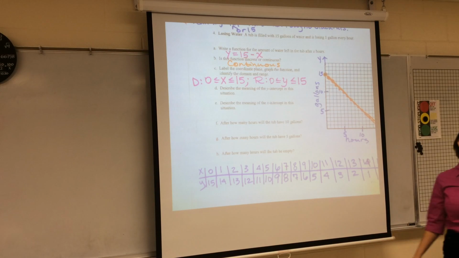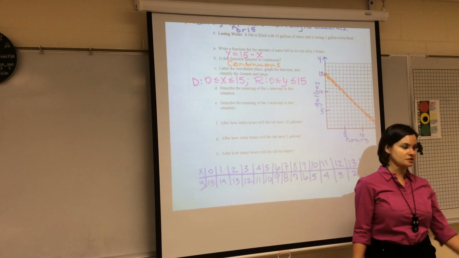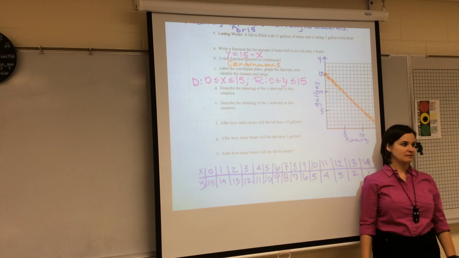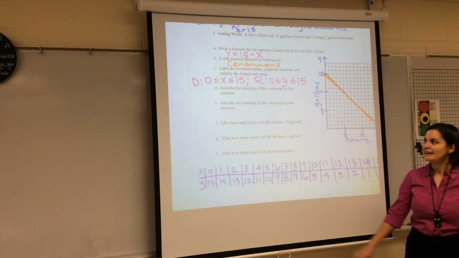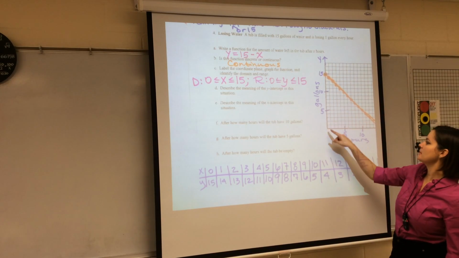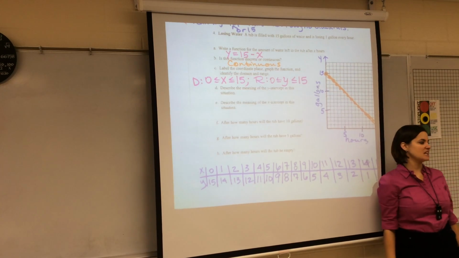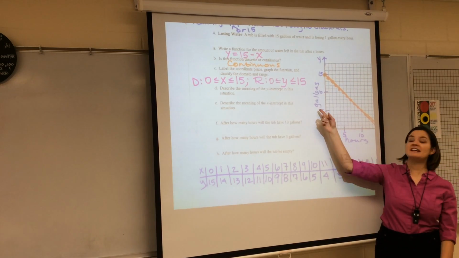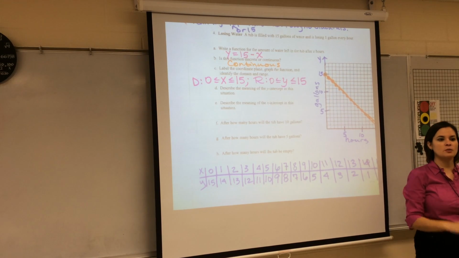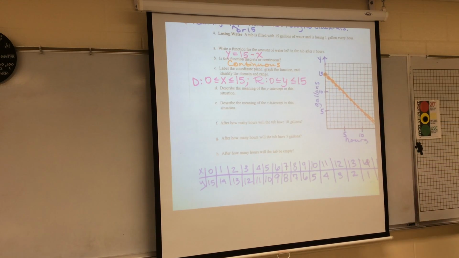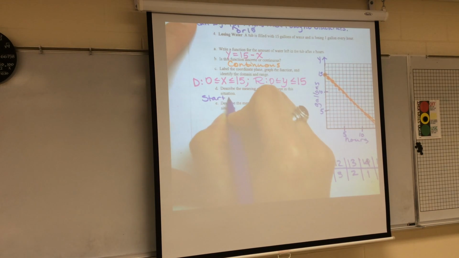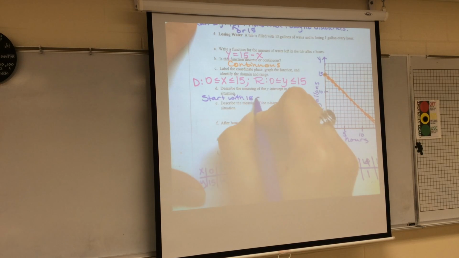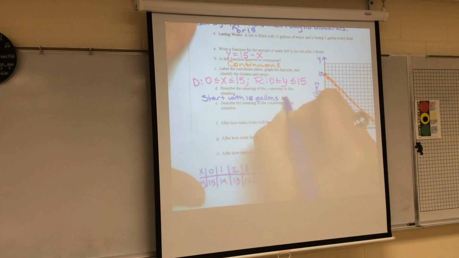All right, this is my favorite part. We're going to talk about that in just a second. Ready? Hardest part, let's find out. It says, describe the meaning of the Y-intercept. So on my y-axis, what does that 15 mean? We have 15 gallons at 0 hours. So we start with 15 gallons, right? I'm going to say start with 15 gallons of water. Right? I said it was water.